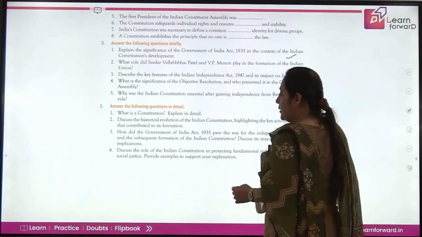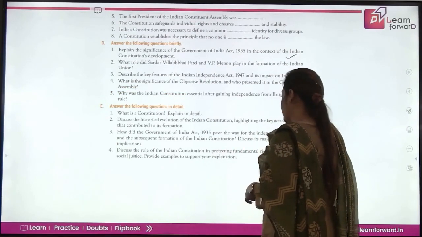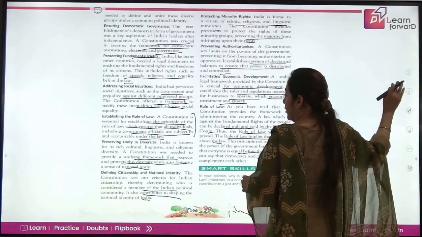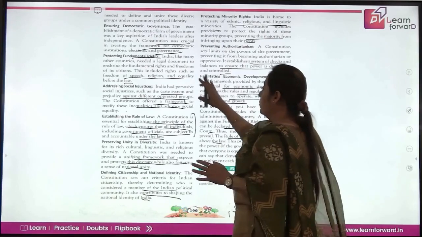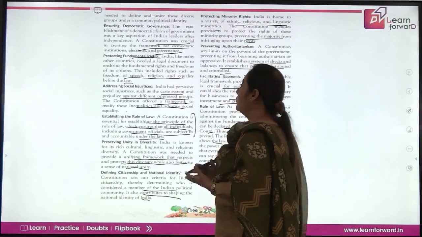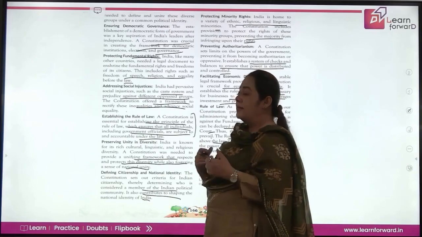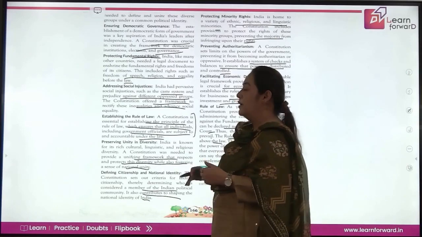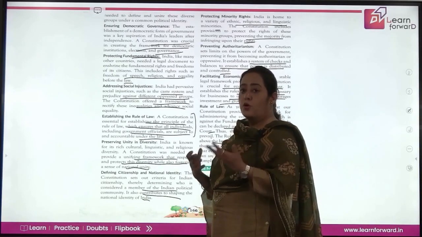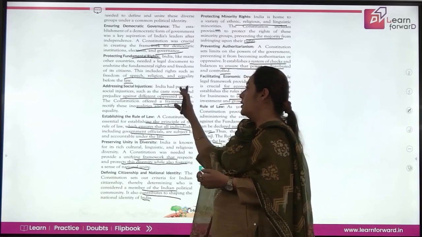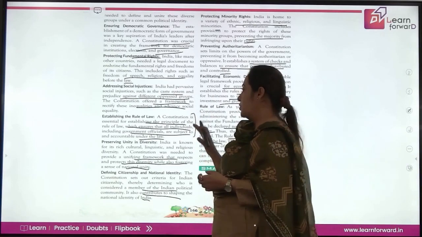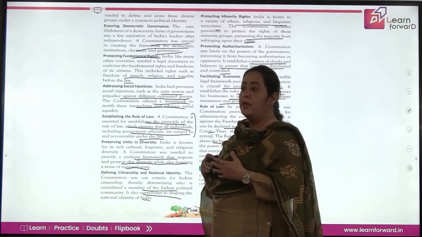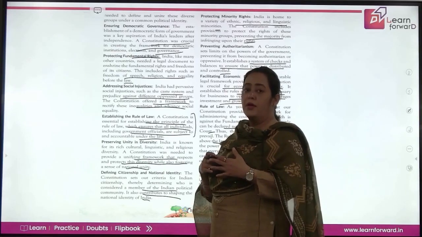The last question says, discuss the role of the Indian Constitution in protecting fundamental rights and promoting social justice. Provide examples to support it. For example, in our fundamental rights, there is a right for protecting our fundamental rights. We have freedom of speech, freedom to choose a religion, and equality before the law. In case we are deprived of these fundamental rights, we can challenge it and knock on the doors of the court, because it is a constitutional right given by our Constitution. If we talk about duties also, there are certain duties which we need to perform. In case we are not performing our duty, that can go against us.